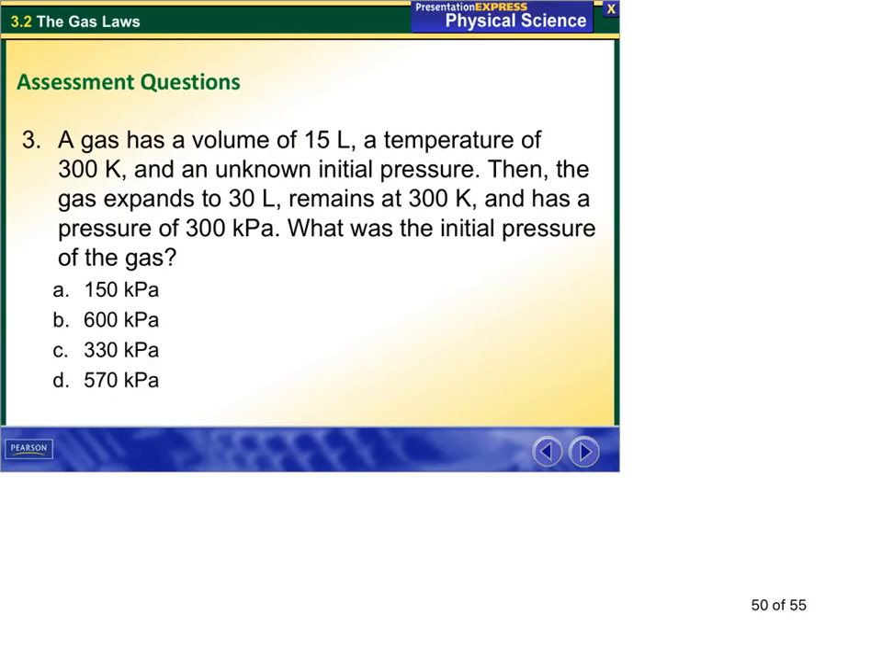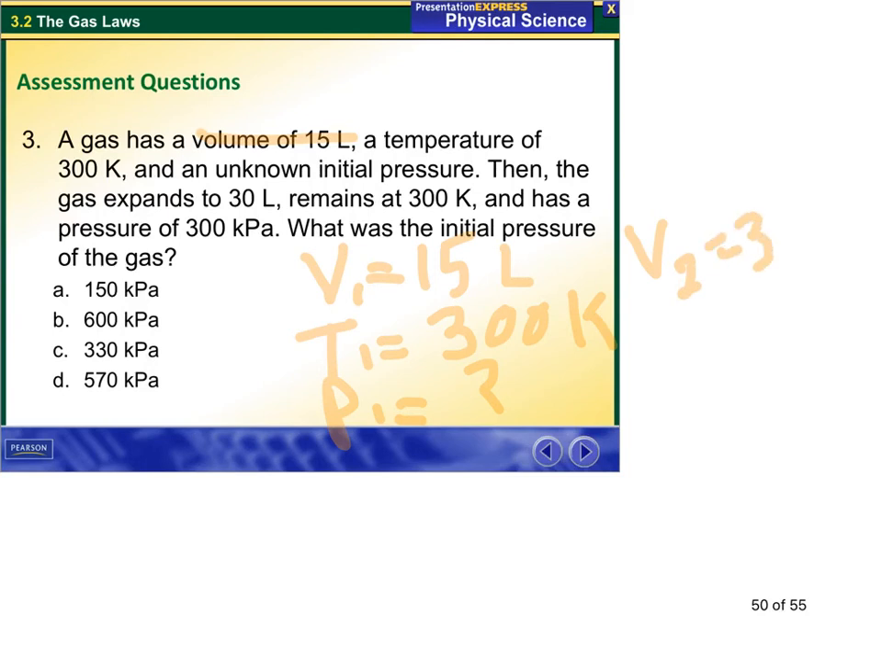So if we're doing a problem like this, we always identify information. We've got a volume of 15 liters, so V is 15 liters. A temperature of 300 K. And an unknown initial pressure, so P equals question mark. Now these are all the initials, so I'm just going to call them V1, T1, P1. Then the gas expands to 30 liters, so the volume V2 is now 30 liters. It remains at 300 K, so that's also T2. And the new pressure, P2, is 300 kPa.